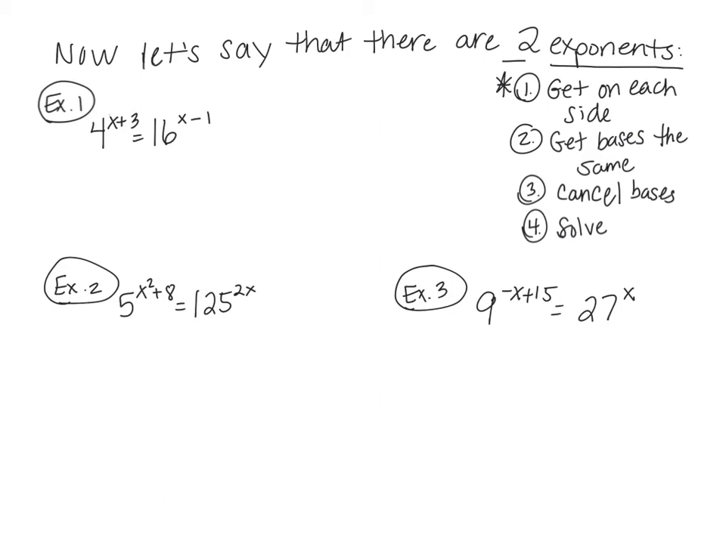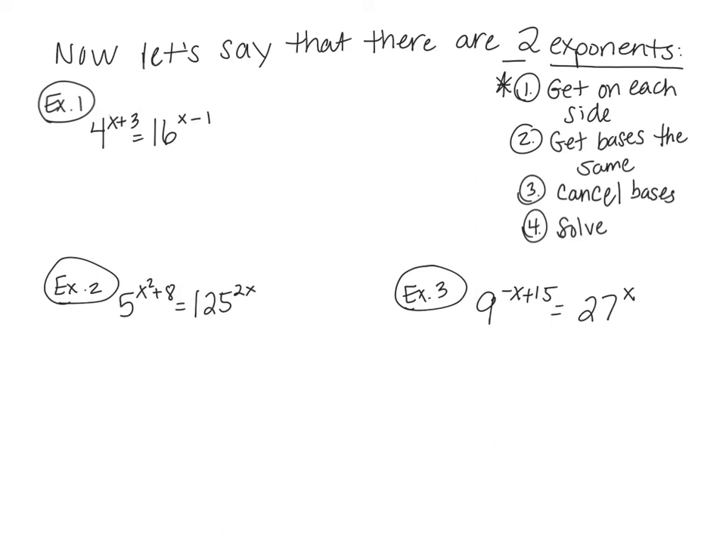It's just going to look a little bit different because I start off and I have two exponents. So I have exponents need to be on both sides. Most of the time it'll already be set up like that, but if it's not, I need to make sure that I have both of my variables on either side of the equation, okay?